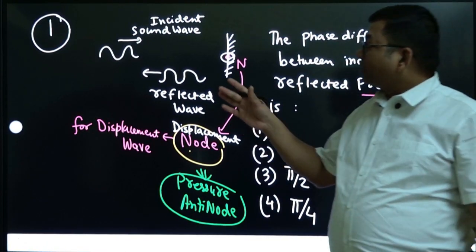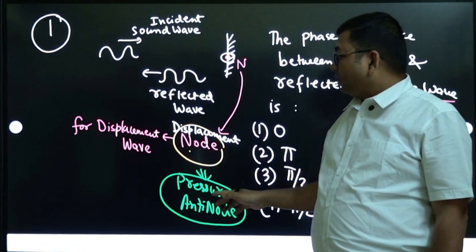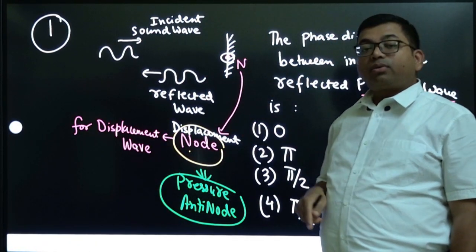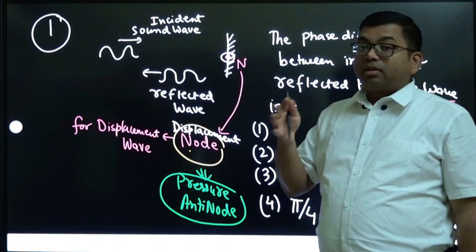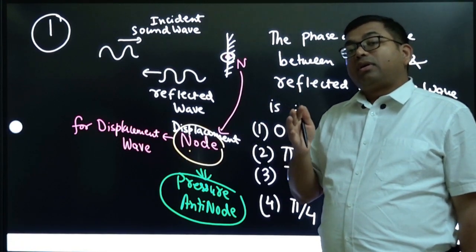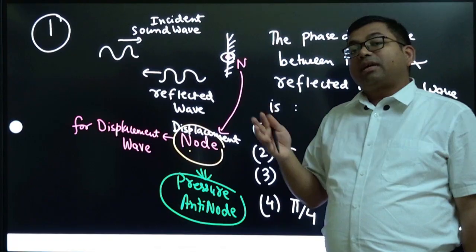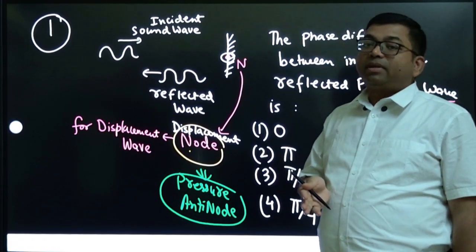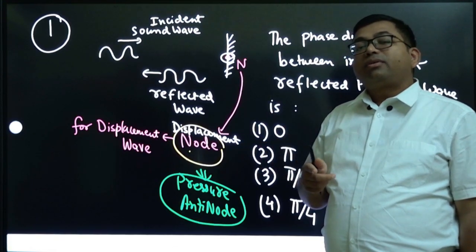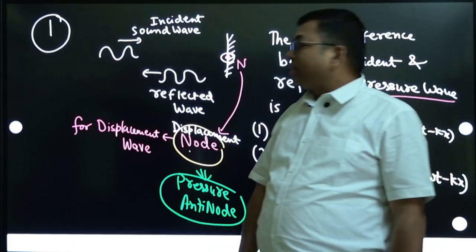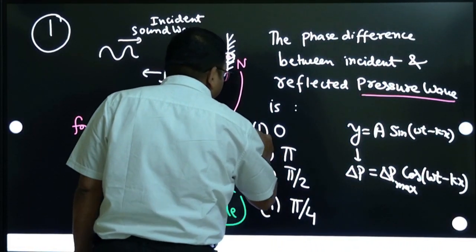So when you consider reflection of the pressure wave, that point has an antinode. And when reflection happens from an antinode, the antinode is like a free end. So when the reflected wave comes, inversion does not take place at the antinode. That's why there is no phase change. The phase change will be 0, you can see that. Are you clear about this?